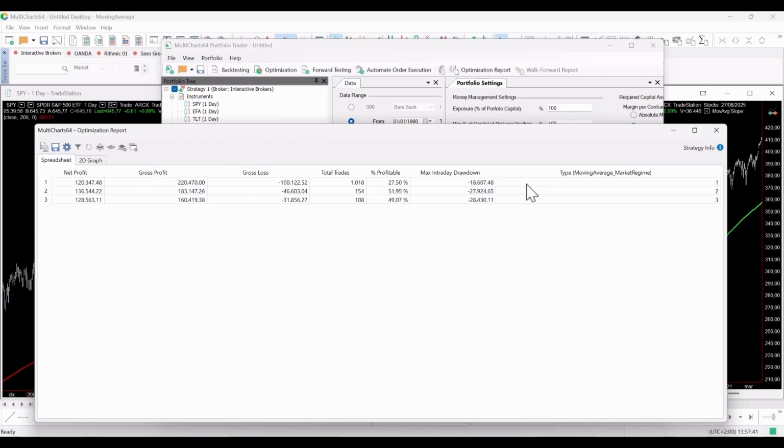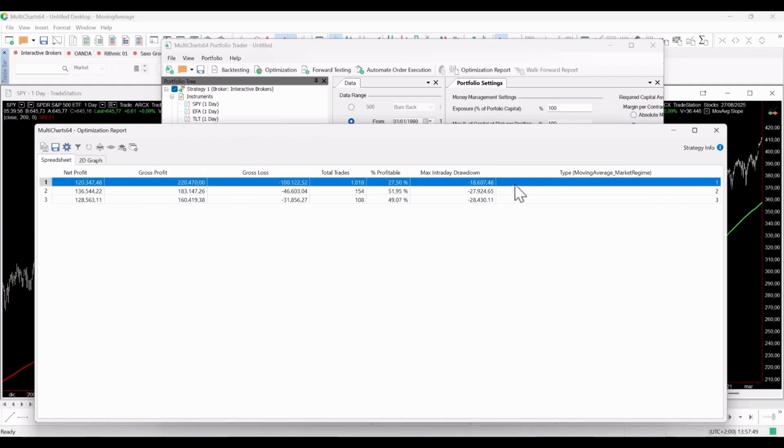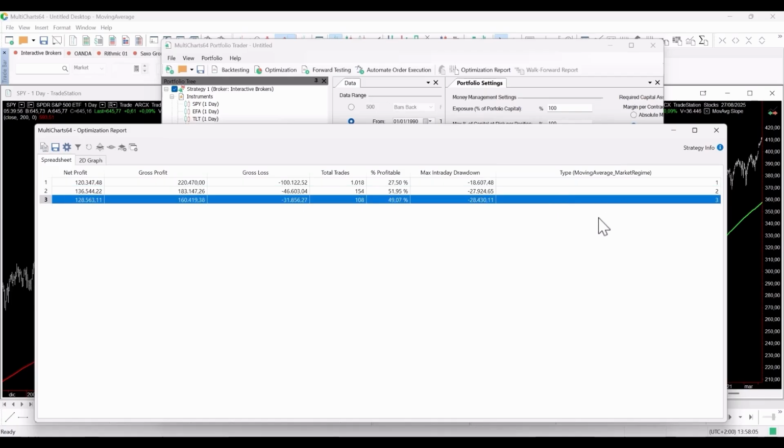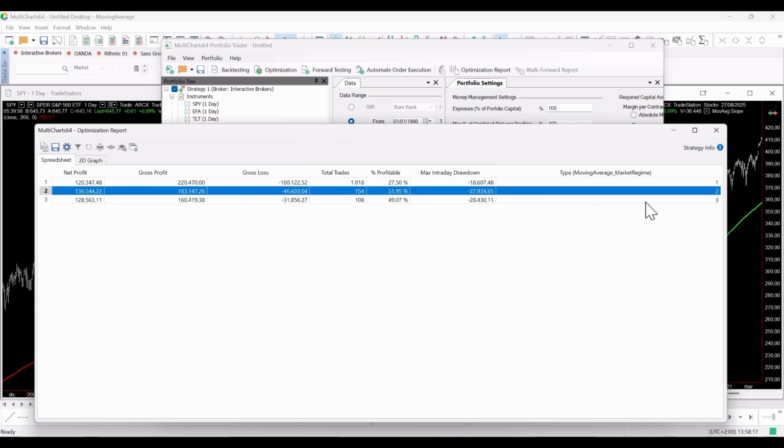Just to clarify once again, Type 1 is the approach where we take the 200-period moving average and compare it to the closing price. Type 2 is the crossover of the two moving averages. And finally, Type 3 is the one where we analyze the slope of the 200-period moving average. So, what can we say about this report? Well, if we were to look only at net profit, we can see that the approach using the crossover of the two moving averages is the one that delivers the highest return.